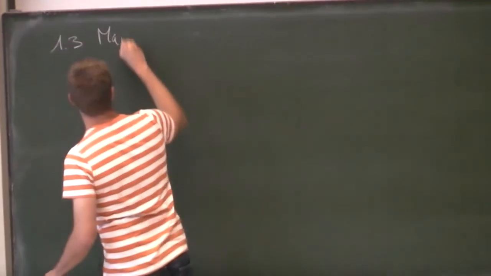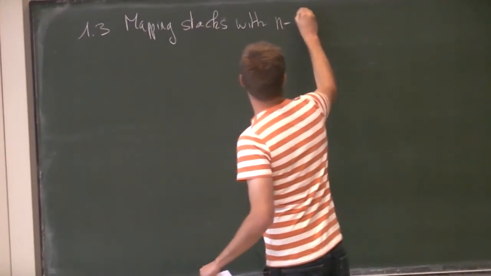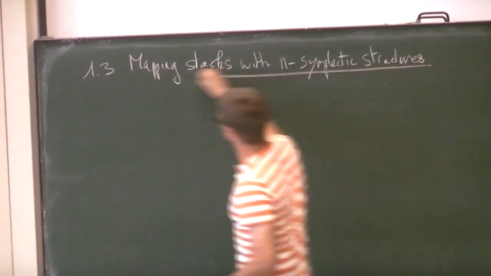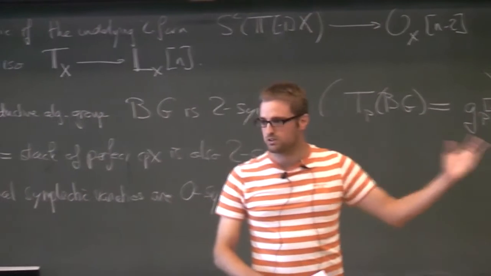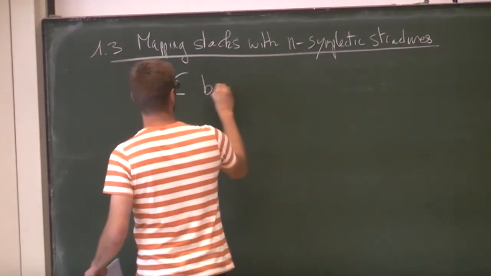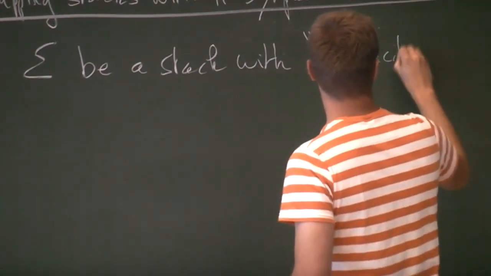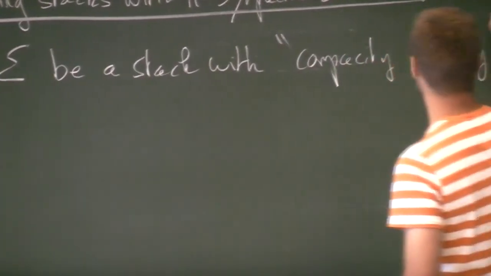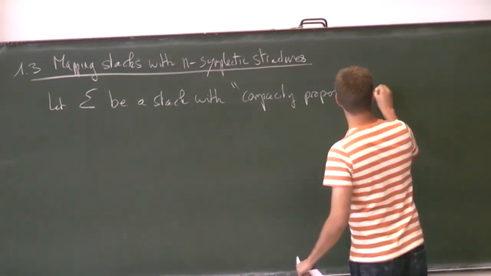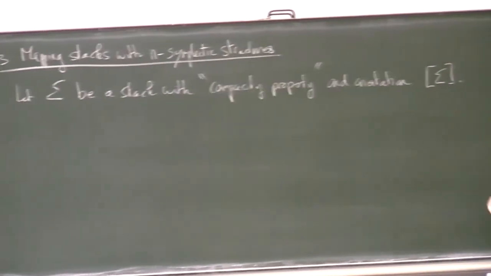So now I will be discussing mapping stacks with n symplectic structures. The construction is something physicists have been doing for years, maybe decades. So let me take sigma, a stack with some compacity property, which I'm not going to define, it will take too much time, but I will show you a concrete example. And some orientation. An orientation will be just the choice of a fundamental class.